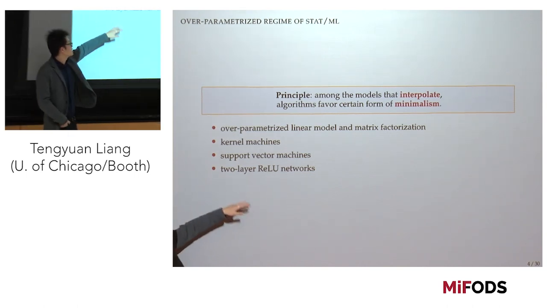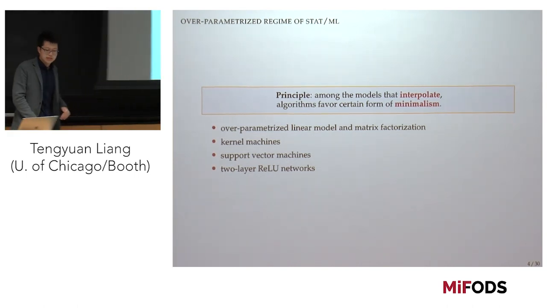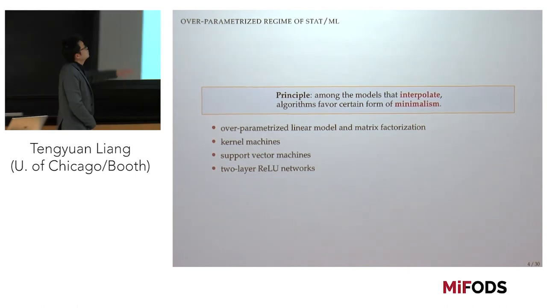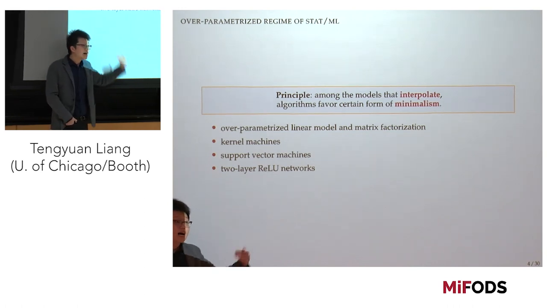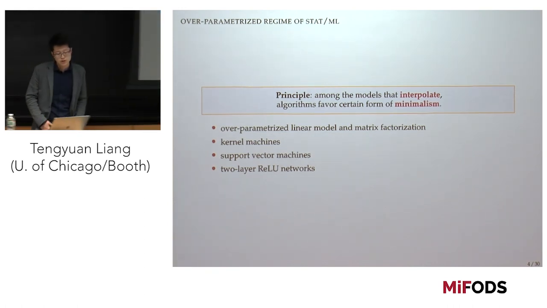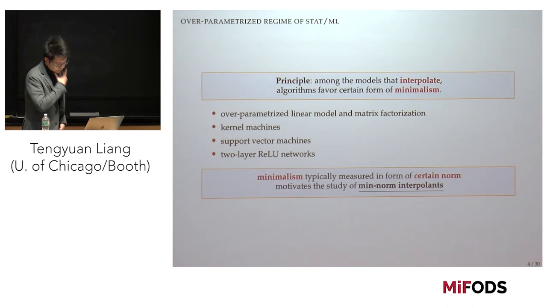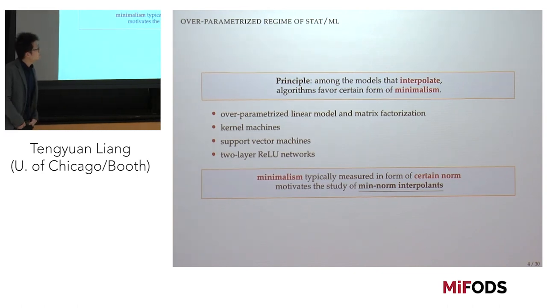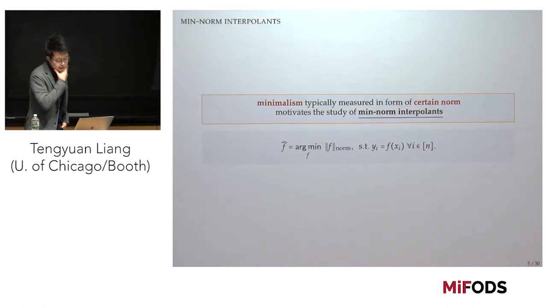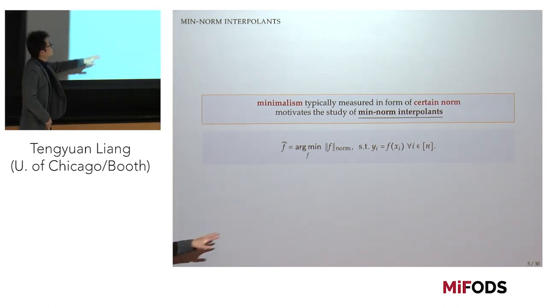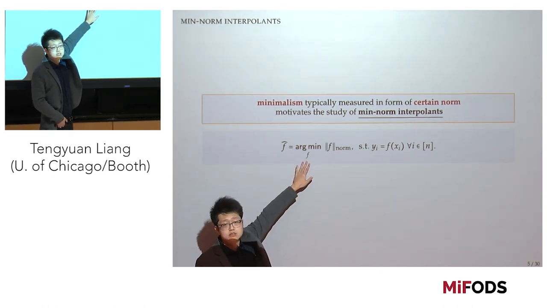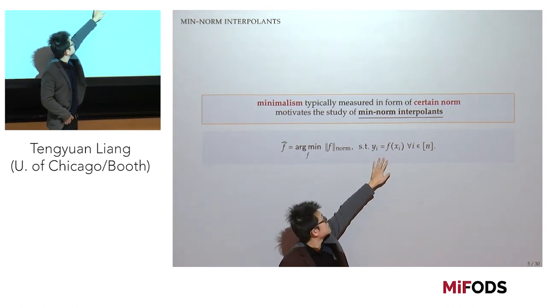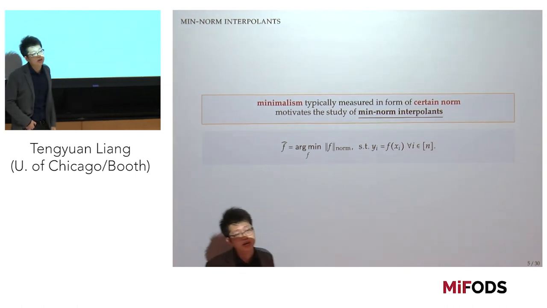And for two-layer neural networks, there are a bunch of papers with simulations, and also people are trying to propose some mathematical models to explain what type of minimalism the function is trying to learn. Okay, so this minimalism is typically measured in the form of a certain norm, which motivates the study of minimum norm interpolants. Mathematically, you're trying to search over the functions of interest that minimize some sort of norm, subject to that on the data, it gives you exactly the y output.